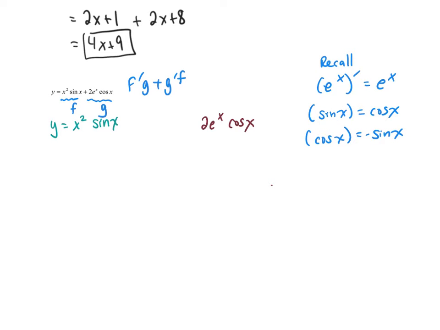So my derivative, dy dx: I'm going to take the derivative of the first function, which is x squared. So the derivative is 2x, times the second function, which is sine x, plus the derivative of the second function, well, that is cosine x.